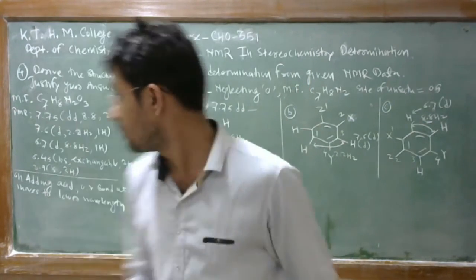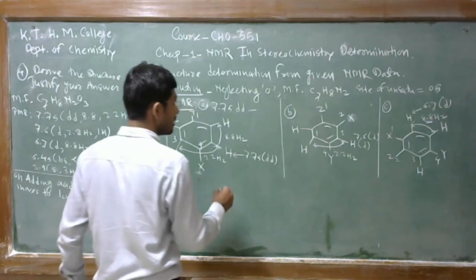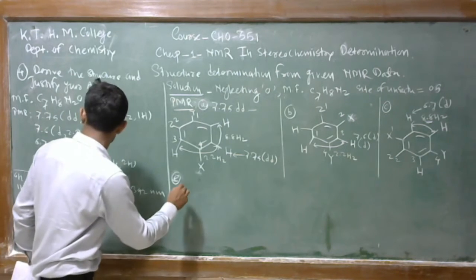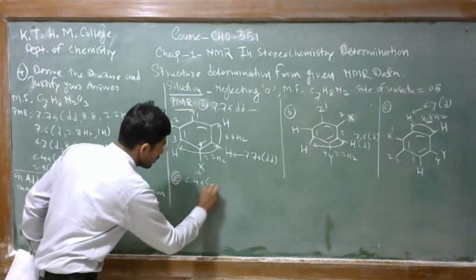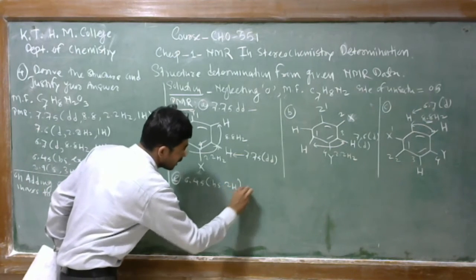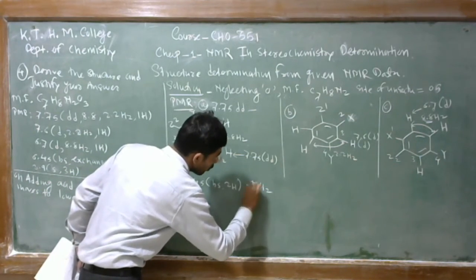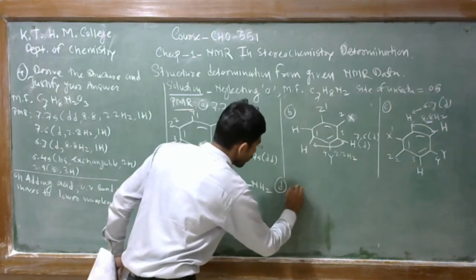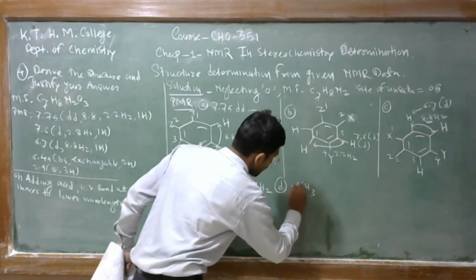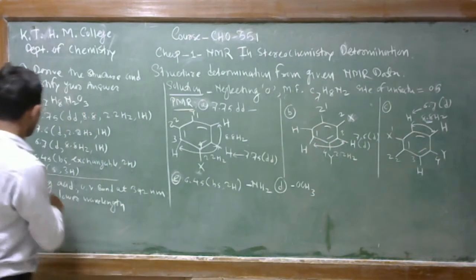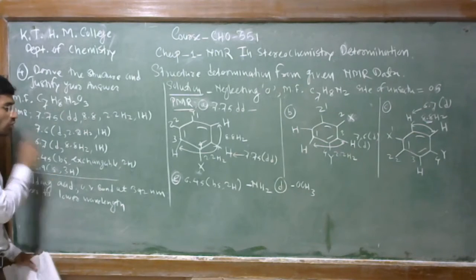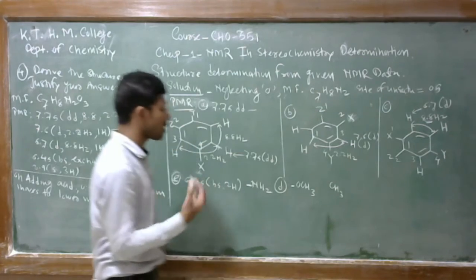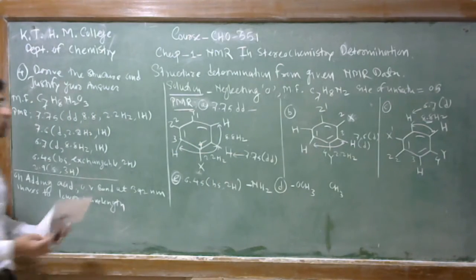And the remaining 2 signals: the signal for exchangeable protons, that is 6.45 broad singlet for 2 protons, indicates that this may be because of an NH2 group. And the last is 3.9, because in our structure a methoxy group may be present. 3.9 singlet for 3 protons means the group is methyl, no doubt, that shows the singlet, but because of oxygen attachment the value 3.9 we can observe.